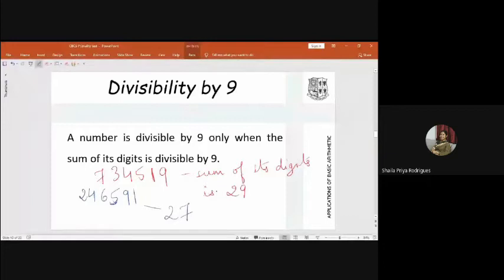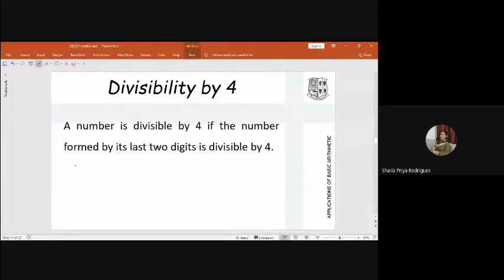Next up, divisibility by 4. What do you think is the test for divisibility by 4? If the last two digits are divisible by 4. A number is divisible by 4 if the number formed by its last two digits is divisible by 4. For example, 6879376. The last two digits here are 76. To check if this number is divisible by 4, you just need to check the last two digits as a number.